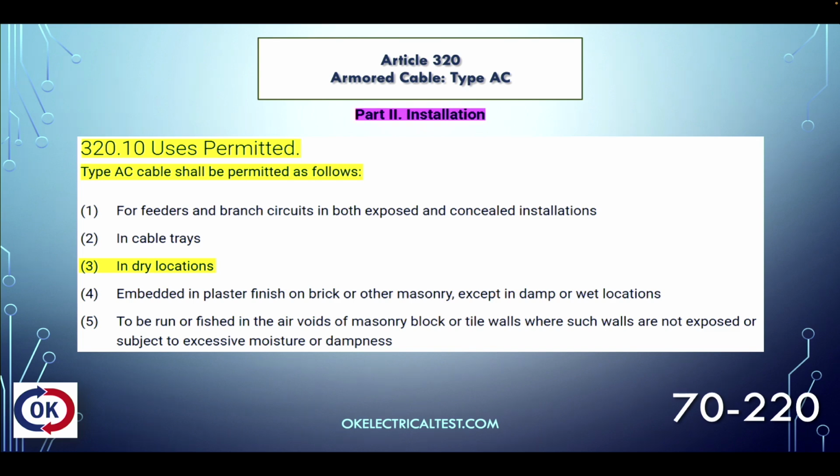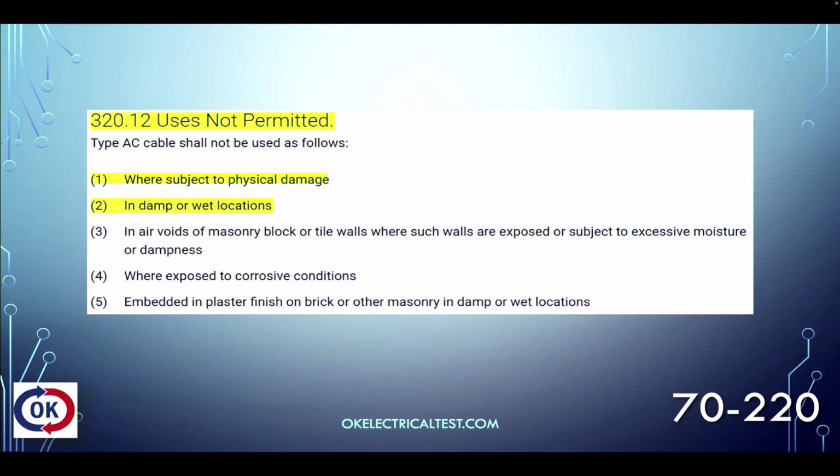And remember, dot 10 is always uses permitted. Type AC cable shall be permitted as follows. Number 3, in dry locations. So type AC cable we can use in dry locations.